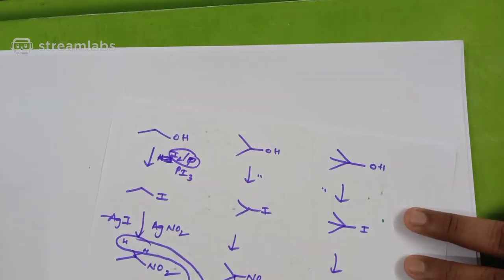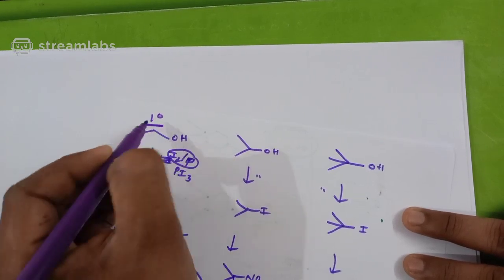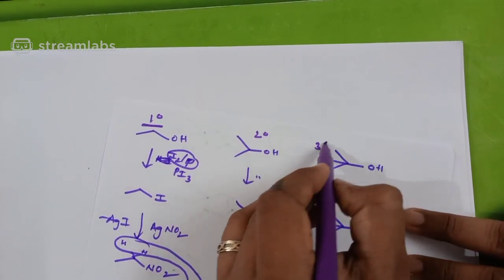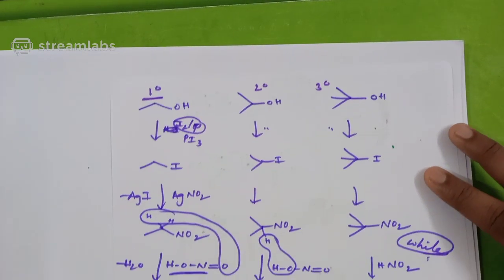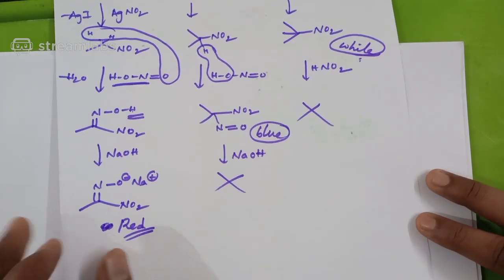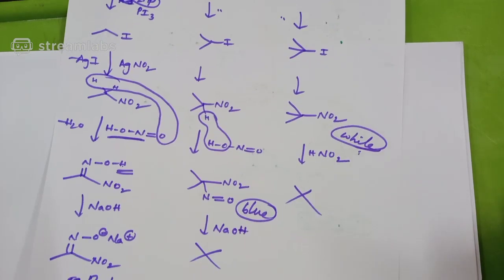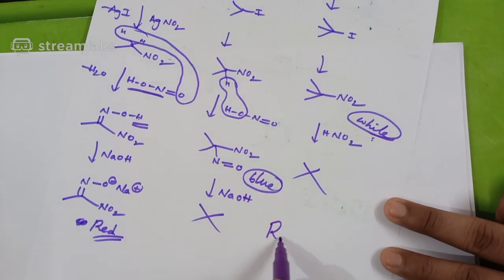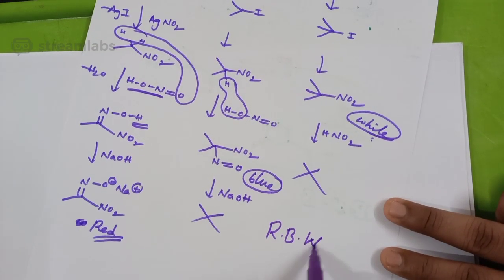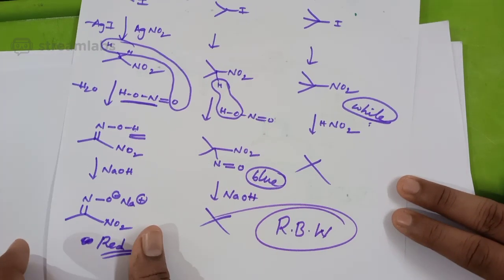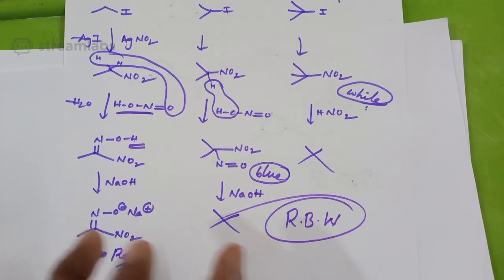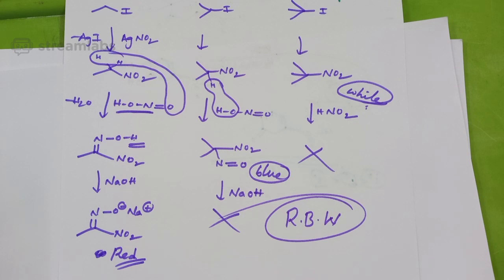So if we know whether the given one is primary or secondary or tertiary, we can easily identify. If it is primary, it gives red, secondary blue, tertiary white. So that's why it is called, another name, Victor Meyer test, RBW test, red blue white test. Right? Now we are discussing diols.